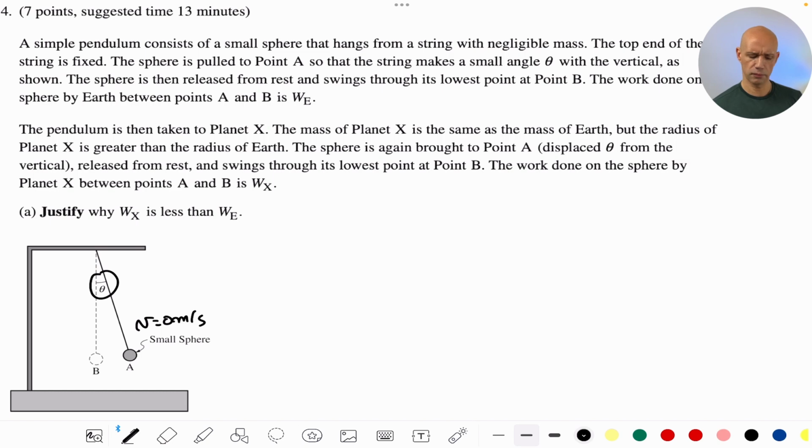Yes, the work done, that's a little bit odd to talk like that, by Earth on the sphere between points A and B is WE. Okay, so that's something important, but it's the work, okay?